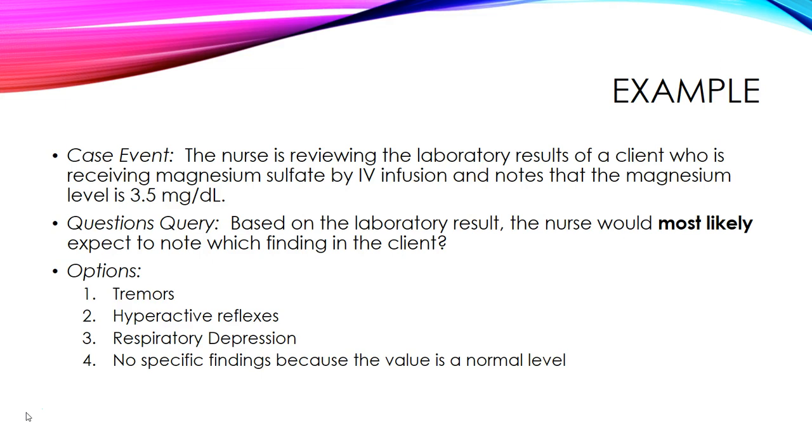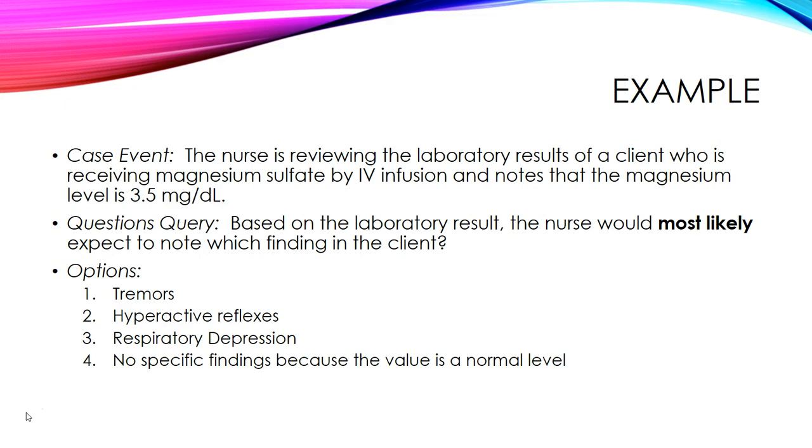We already know 4 is not an option because we know it's an inappropriate level. So then we look at our other answers: tremors, hyperactive reflexes, and respiratory depression. Tremors and hyperactive reflexes are very similar answers. They're both hyperactivity of the nerves, essentially. So, guess what? That's how you can eliminate those as well.